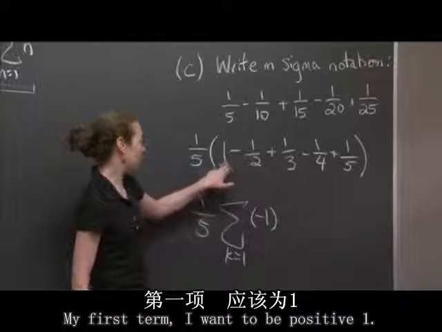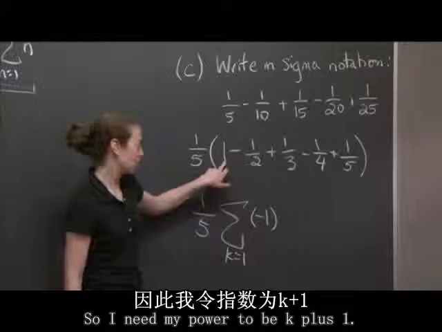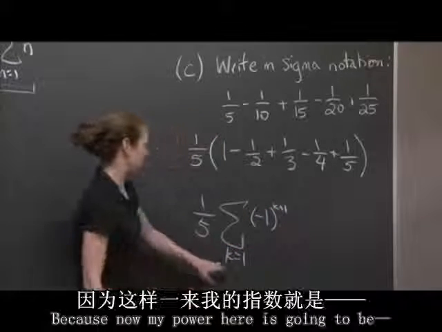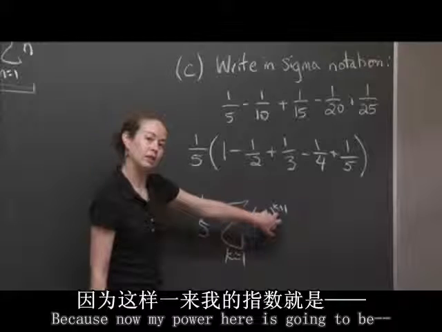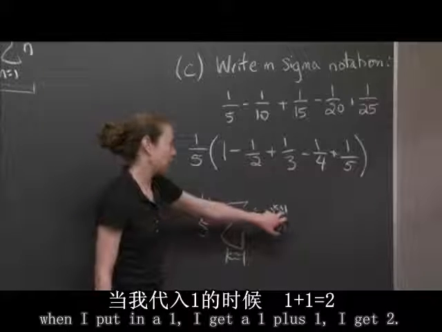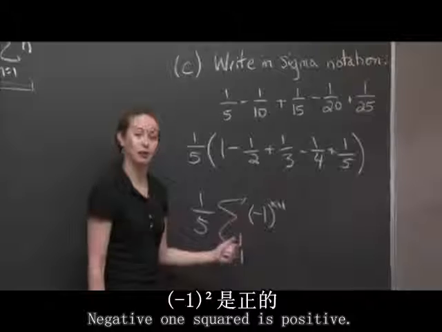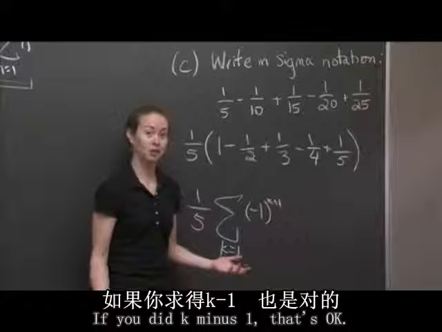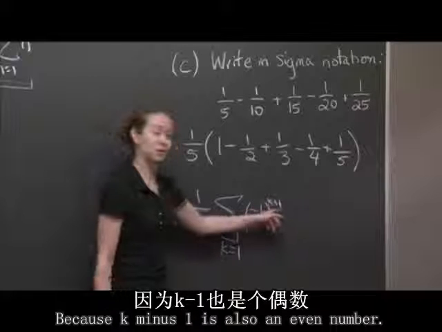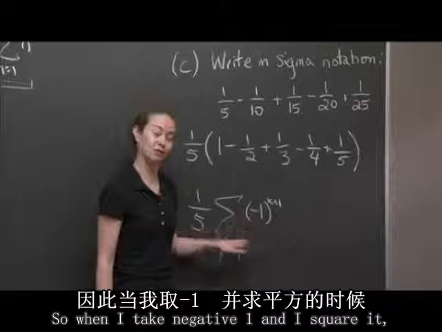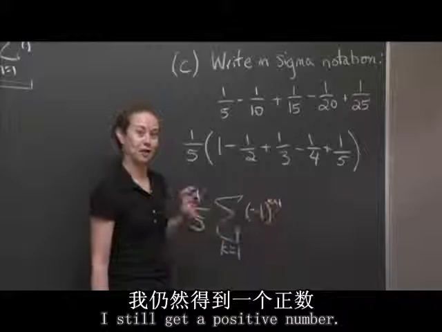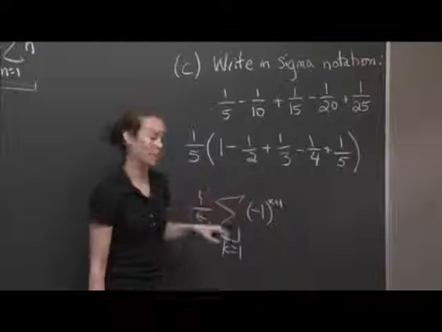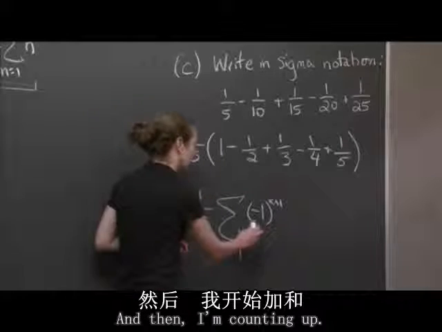My first term, I want to be positive 1. So I need my power to be k plus 1. Because now my power here is going to be, when I put in a 1, I get 1 plus 1, I get 2. -1 squared is positive. That's what I want. You might have done k minus 1. If you did k minus 1, that's OK. Because k minus 1 is also an even number, so when I take -1 and I square it, I still get a positive number. So there are a lot of choices one can make and still be correct on that power.